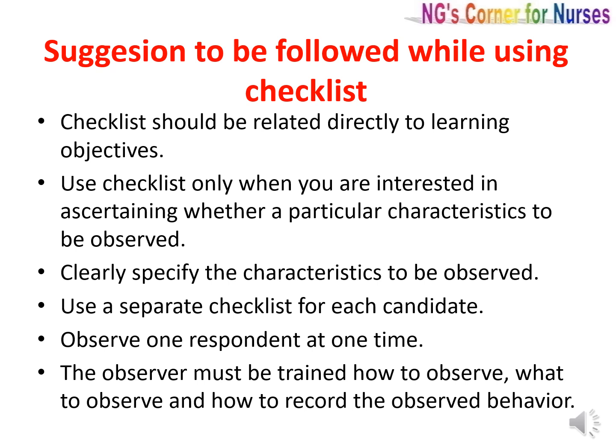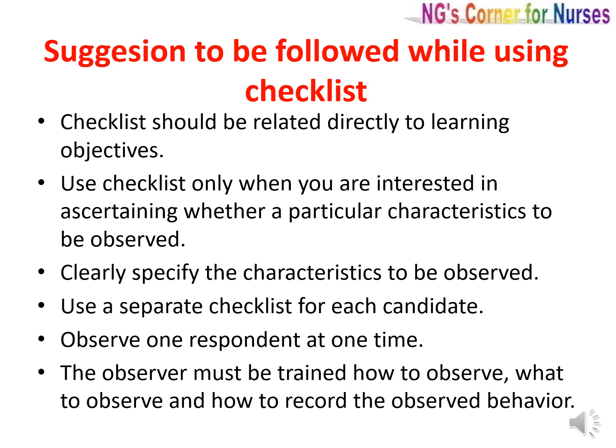Use a checklist only when you are interested in ascertaining whether a particular characteristic is to be observed. Suppose I want to observe the steps of bed making. Only the words bed making are vague. We have to specify whether I want to observe open bed making or occupied bed making today. And I have to take the checklist for open bed making while I am observing the steps of open bed making.